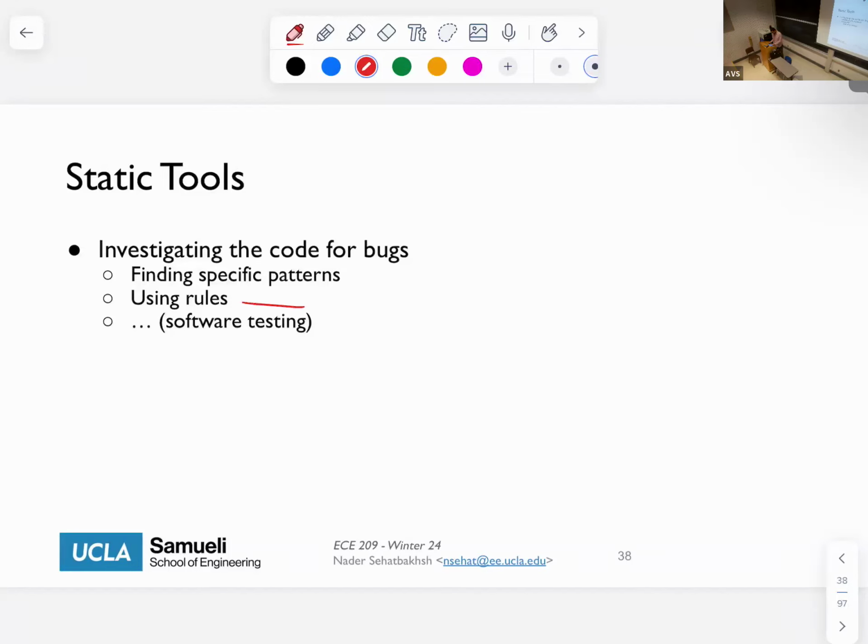Typically, in order to achieve this with static tools, you use a bunch of different rules. You define some set of rules, you follow those rules, and then you analyze your system. This is actually what we want to do in your project as well, in your computer assignments this week.